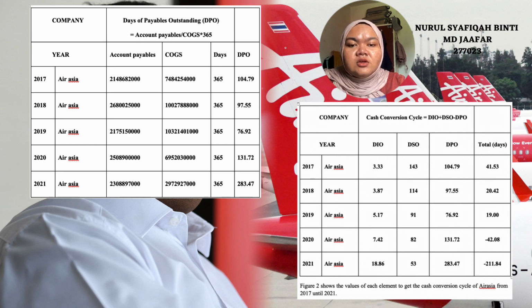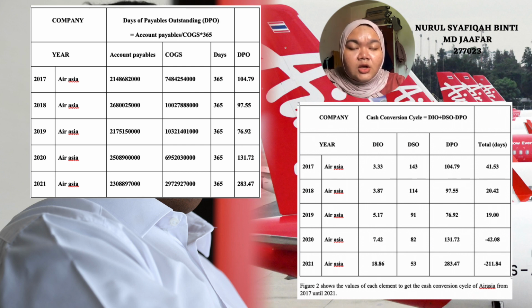After we know all the DIO, DSO and DPO, we need to calculate the cash conversion cycle by combining all of these. From this table, we got the total cash conversion cycle for 2017 is 41.53 days. 2018 is 20.42 days. 2019 is 19 days. 2020 is negative 42.08 days. 2021 is negative 211.84 days.